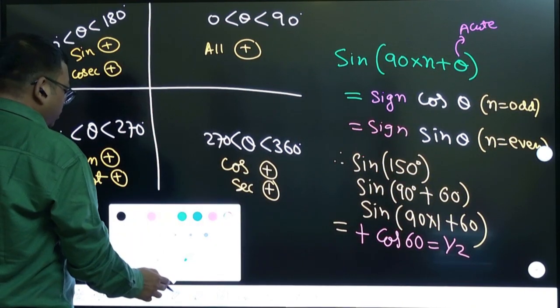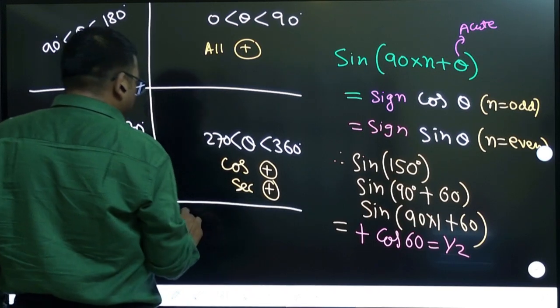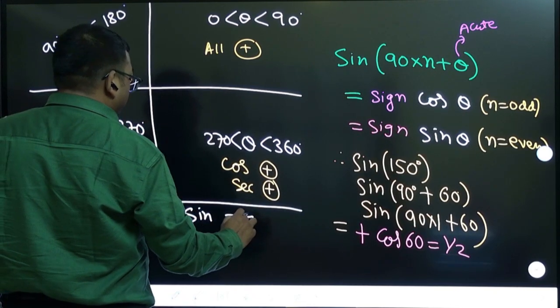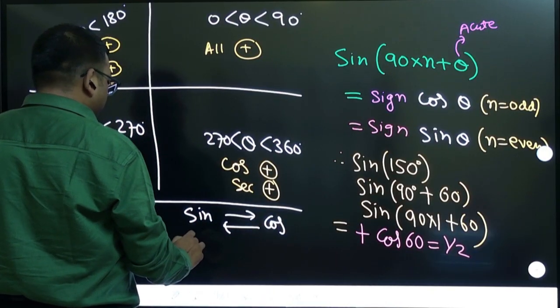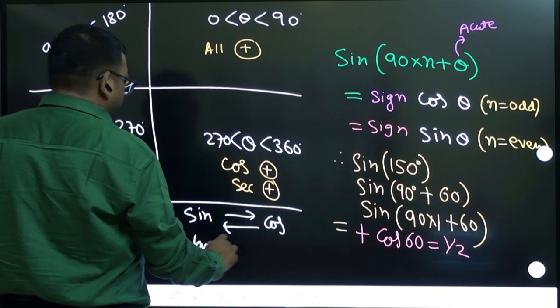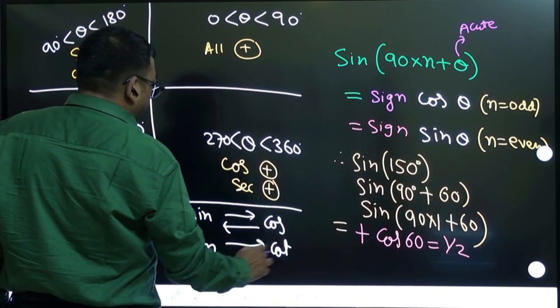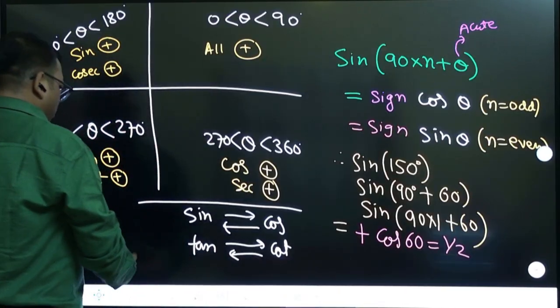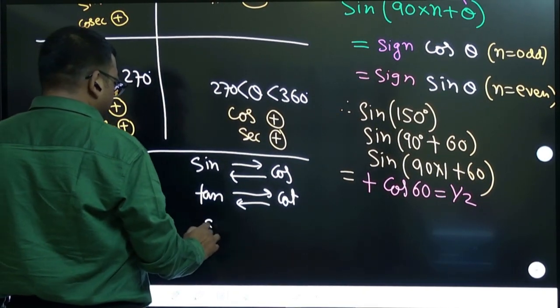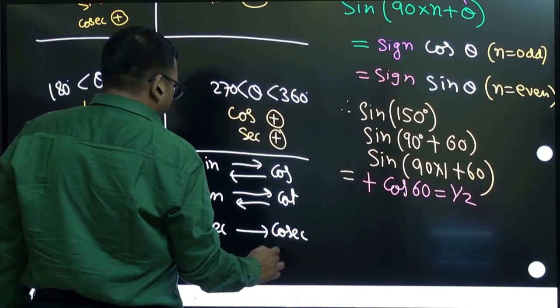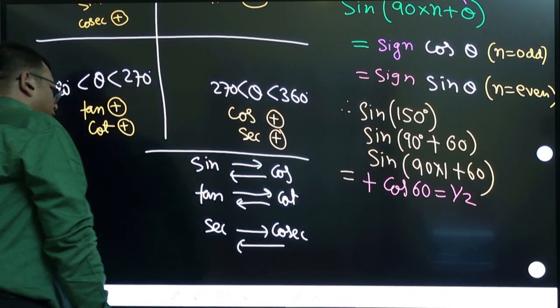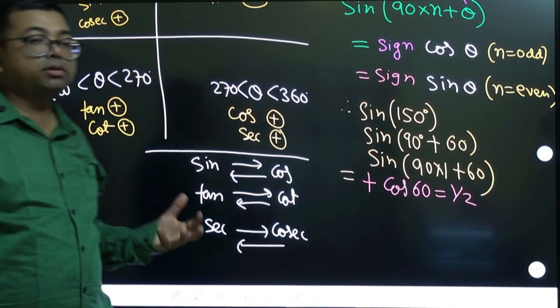And in the conversion that happens, you should know that sine can be converted into cos, or cos can be converted into sine, vice versa. Similarly, tan can be converted into cot and cot can be converted into tan. And similarly, secant can be converted into cosecant and cosecant can be converted into secant. So this is how it works.